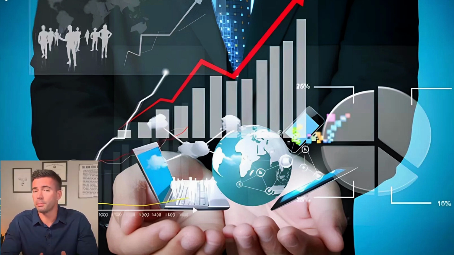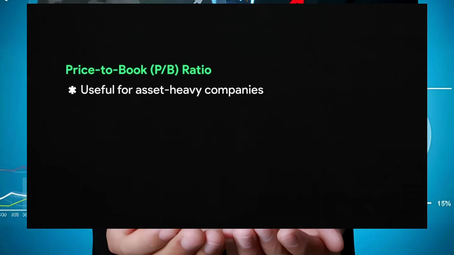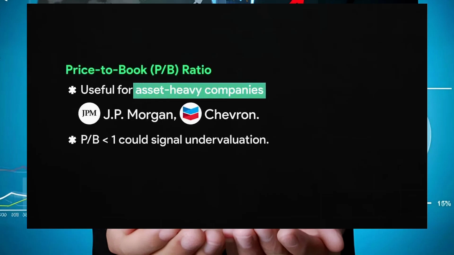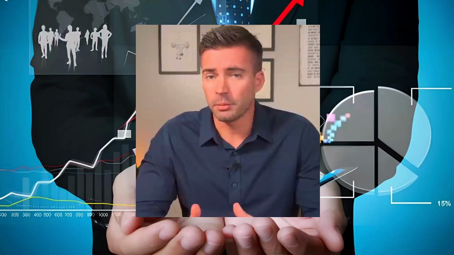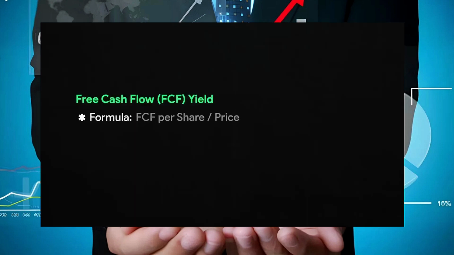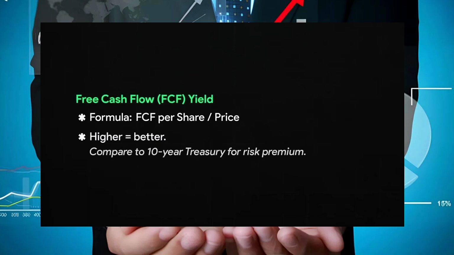Next is price to book ratio, or PB ratio. For asset heavy companies like banks and energy, a PB under 1 could signal undervaluation, but only if assets are valued accurately. Next would be free cash flow yield, FCF. The formula would be the FCF per share divided by the price. The higher the better, compared to a 10-year treasury for risk premium.